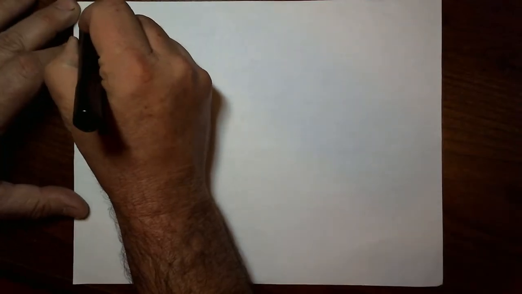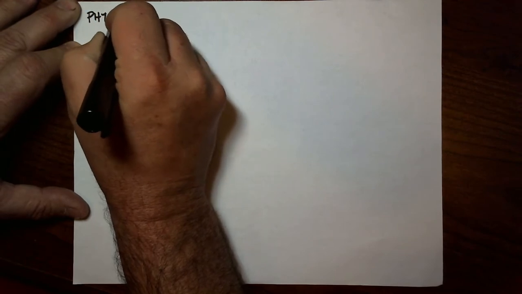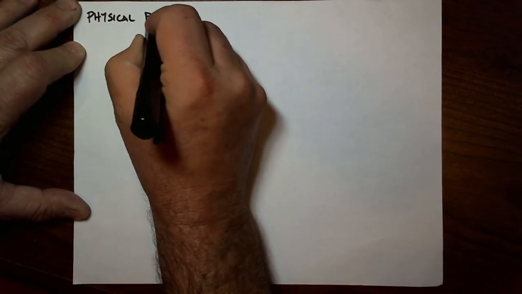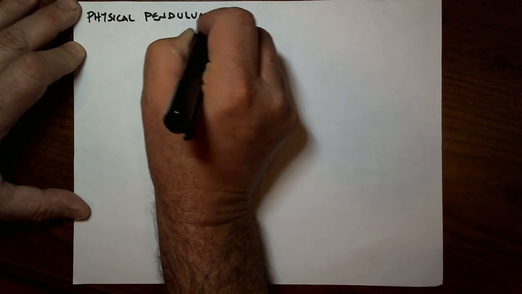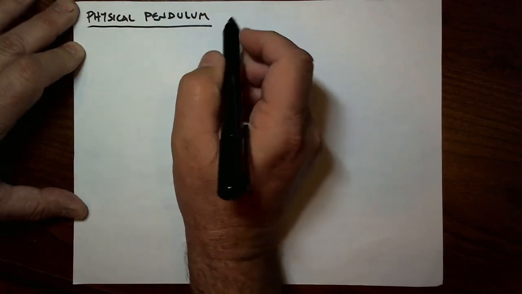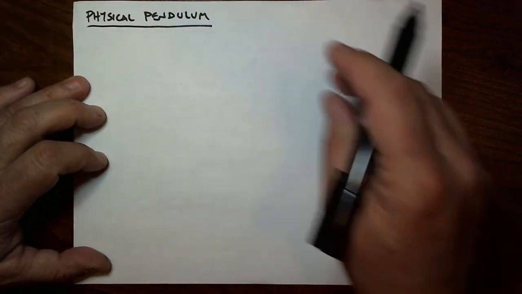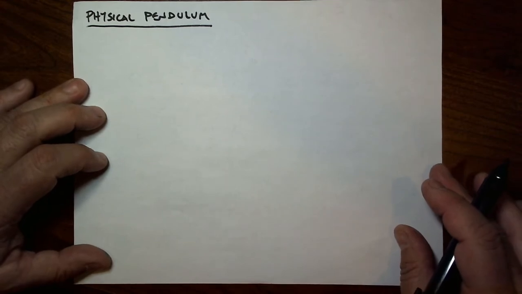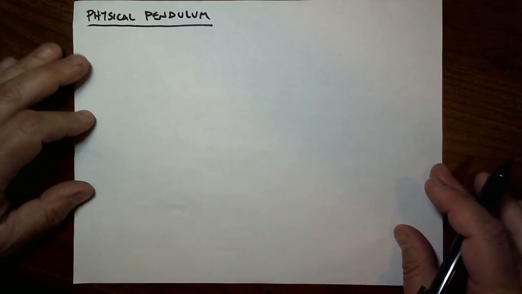And the very last thing we need to do is study the physical pendulum. A physical pendulum is a pendulum that's made out of something that is not symmetrical, not an ignorable mass string with a weight at the bottom.